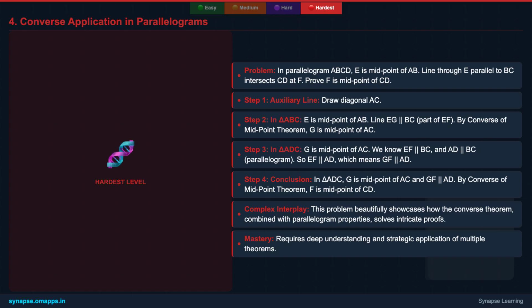This problem demands the clever use of the converse of the midpoint theorem. By drawing a diagonal, say AC, we can apply the converse in one triangle, then extend that logic, using parallelogram properties, to another triangle. This problem exemplifies how multiple theorems are woven together to build a complete proof. Mastering these intricate connections not only helps in competitive exams but also hones your logical reasoning and problem-solving skills, preparing you for higher-level mathematics and critical thinking in any field.